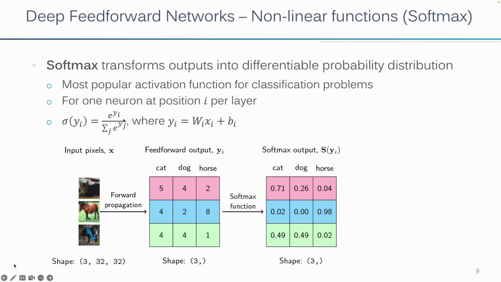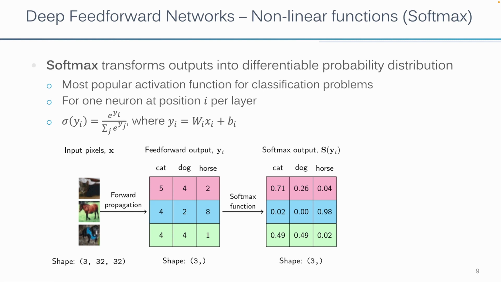And the function is pretty simple. You take e to the power of yi, which is the current neuron, here 5, divided by the sum of all e to the power of yj. So this is the sum of e to the power of all of them. And that gives you the score. And it will always sum up to 1.